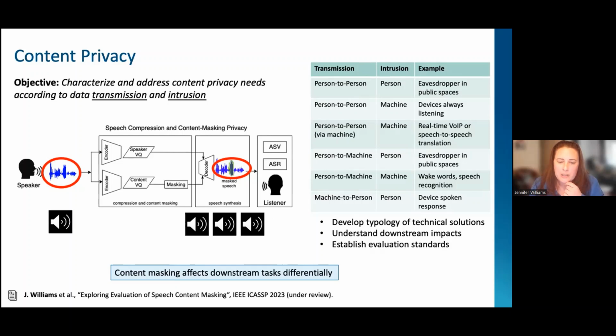So in that one, the words sound a little jumbled, and that's because what we've done is we've reversed the signal in the time domain. And we've done that while the speech was compressed with an autoencoder.